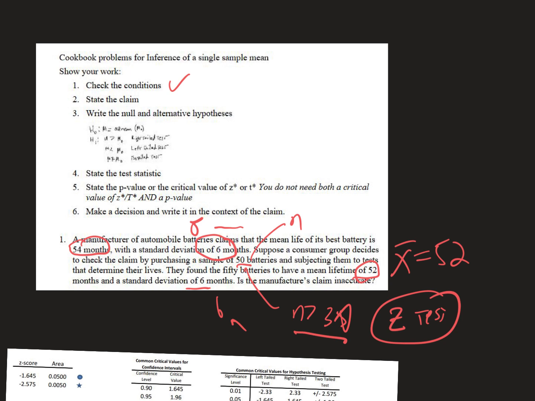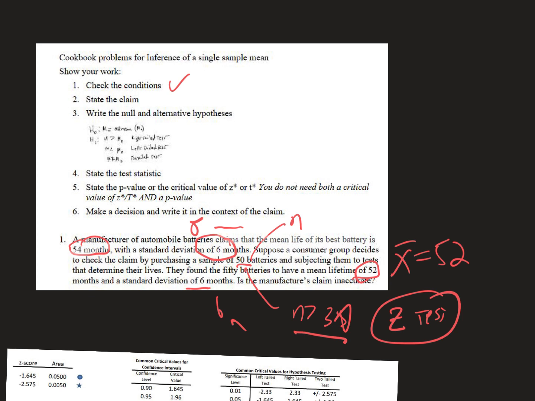So then we've got to state the claim. What's the claim? Here's the claim right here. Can I go with a highlighter? How do I do a highlighter here? This claim. They claim that the mean battery life, of course, that's not showing up very well, is 54 months.